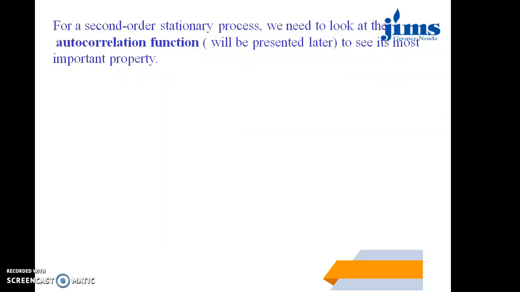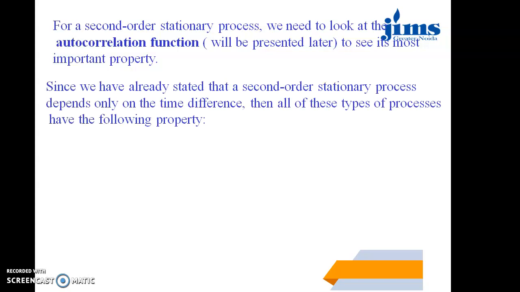Okay, so for a second order stationary process, we need to look at the autocorrelation function. And what is that autocorrelation function? We will discuss it in later presentations. For the time being, here we can express that autocorrelation function is given as Rxx(tau), Rxx(t, t plus tau). It is basically showing the relationship of the same random function X with its time shifted function.